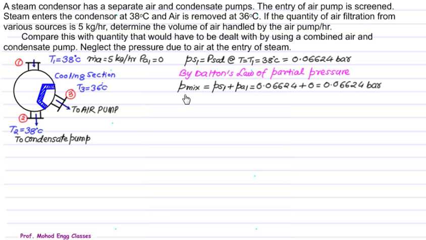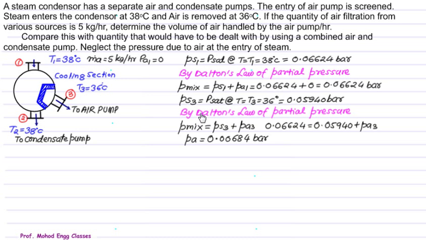So the condenser pressure is equal to P mix, which is the partial pressure of steam at section 1 plus the partial pressure of air at section 1, that is equal to 0.06624. The partial pressure of air is given as 0, so the total value remains 0.06624 bar.